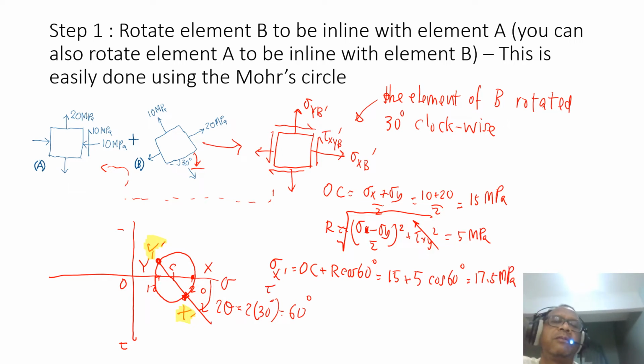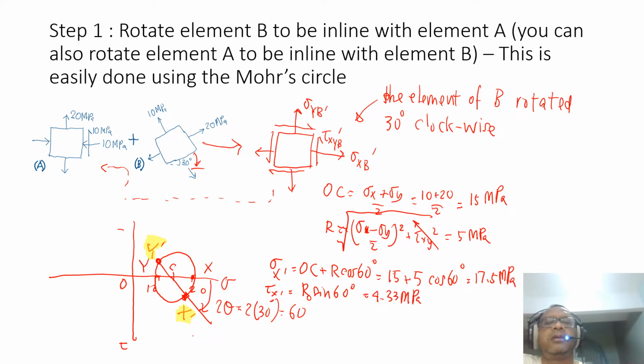Similarly, we can find tau X dash equals R sine 60 degrees. So 0.866 times R. So we got 5 times sine 60. So it's 4.33 megapascal.